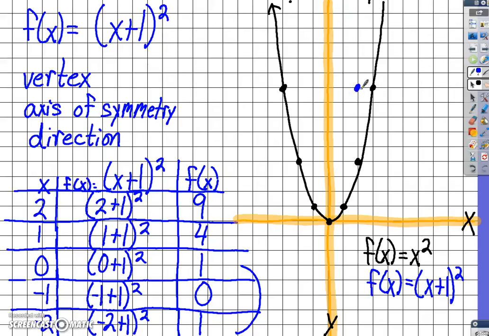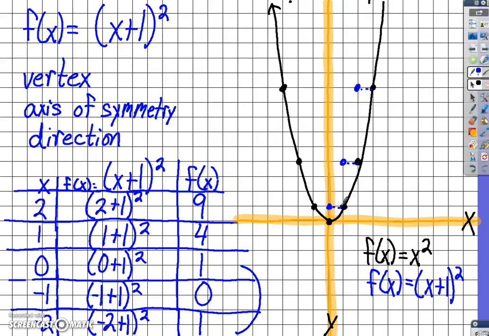Okay. And at 1, we're at 4. Okay, that's quite interesting. Notice that these two are just the same y value, just one away on the x. Okay, so let's look. Well, at 0, we're at 1. Huh, here again, just one away.